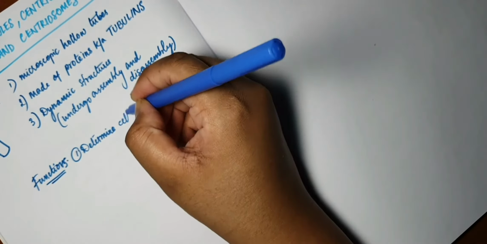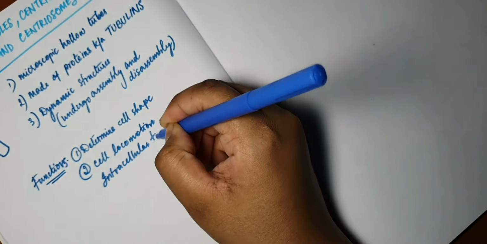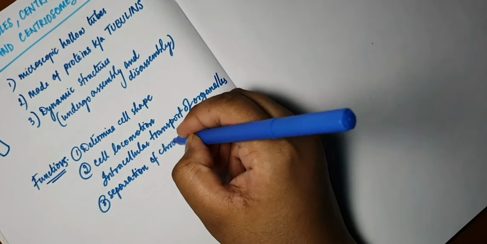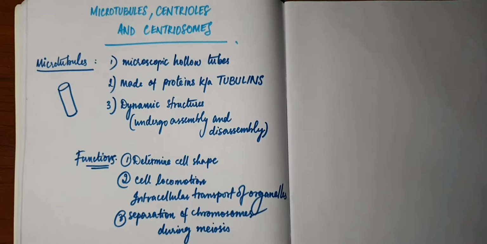So what is the function of these microtubules? First, they determine the cell shape because they form the cytoskeleton. Second, they have functions in cell locomotion and intracellular transport of organelles. And they also help separate chromosomes during meiosis.